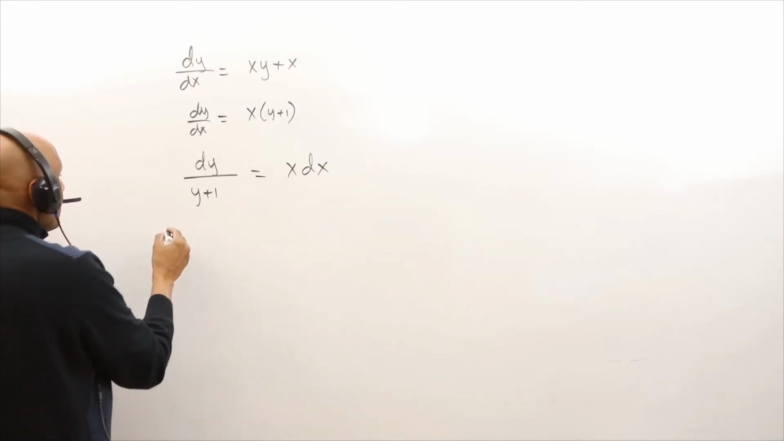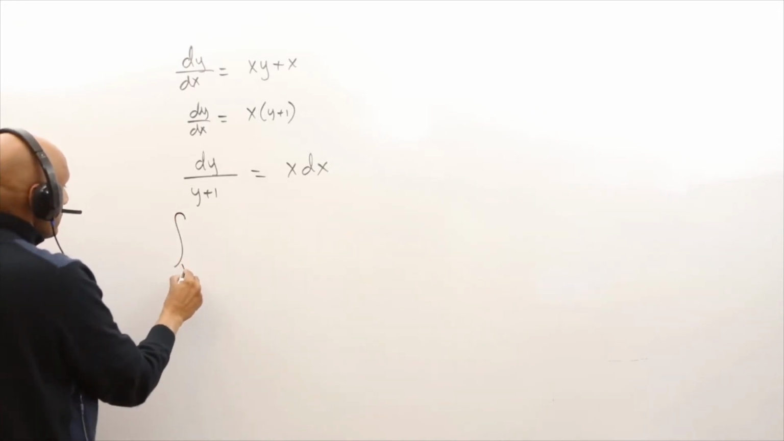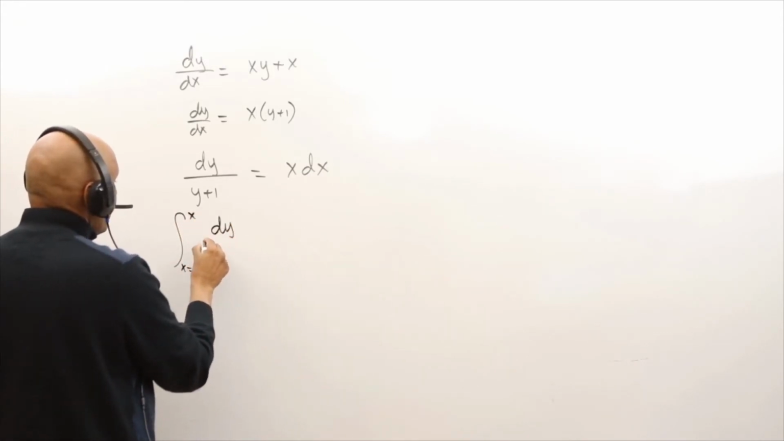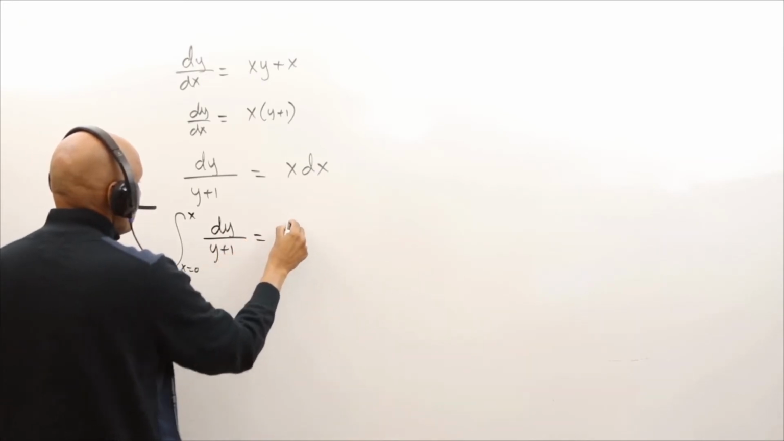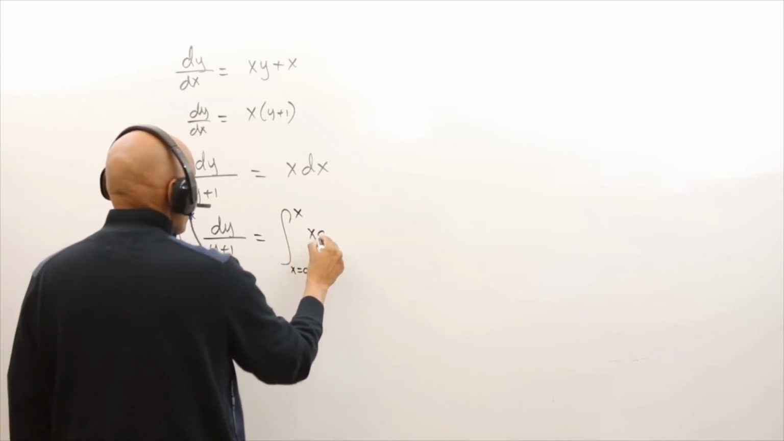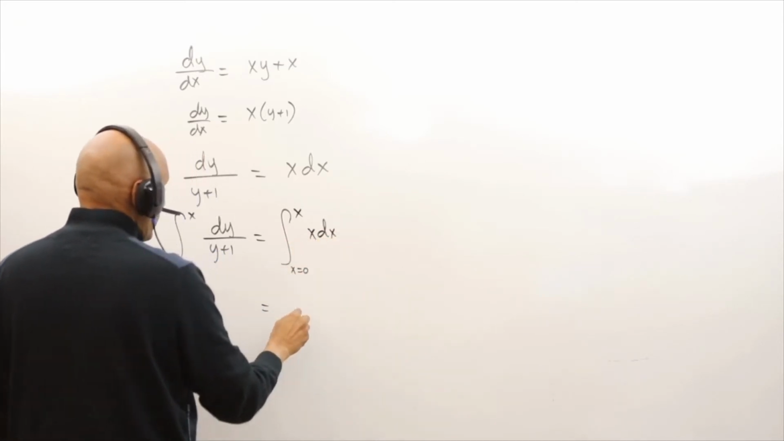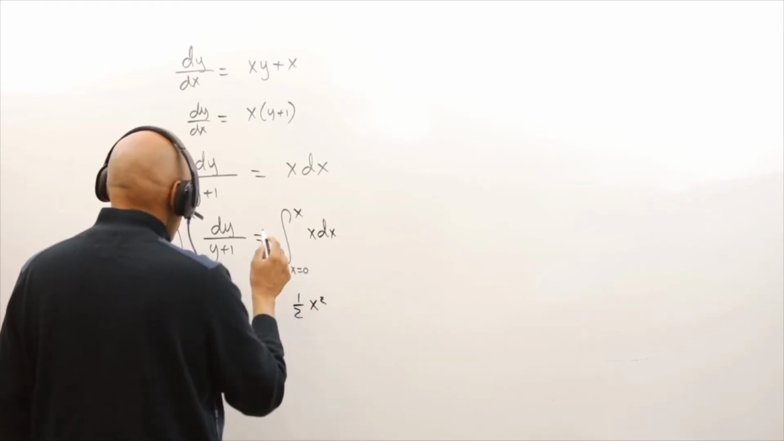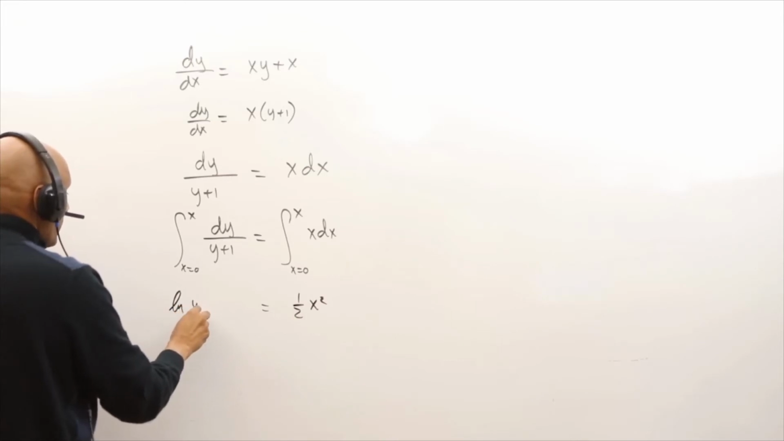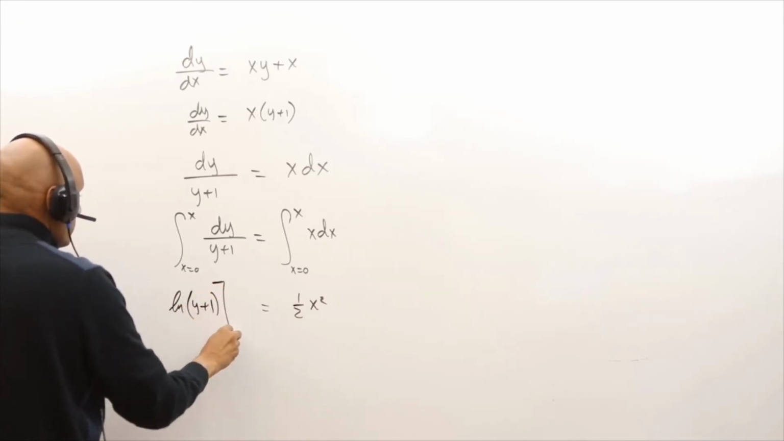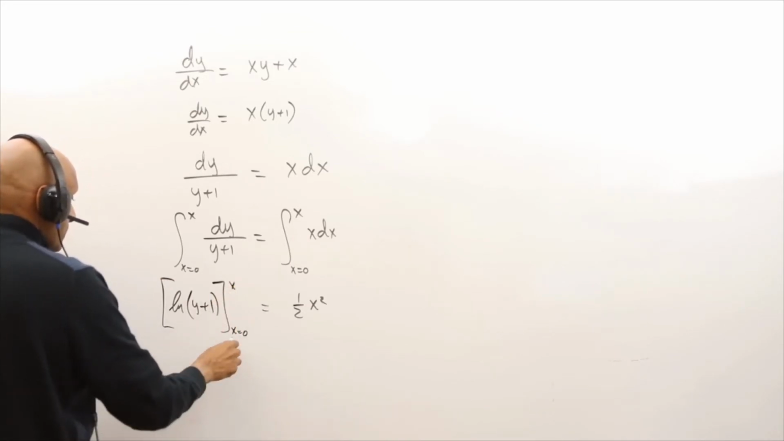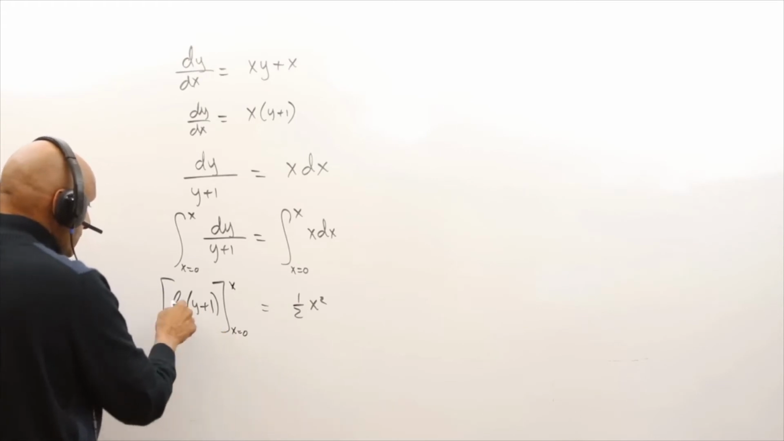Then we're going to multiply by an integral operator, and quite arbitrarily I'll stick with x is equal to 0 to x of dy over y plus 1 is equal to the integral operator taken from x is equal to 0 to x of x dx. On this side we have 1/2 x squared taken from 0 to x. On the other side, we have the logarithm of y plus 1 with limits taken from x is equal to 0 to x. So we can basically put these substitutions in here.